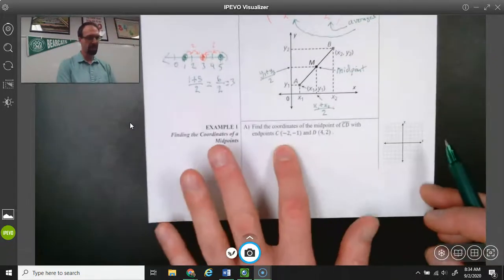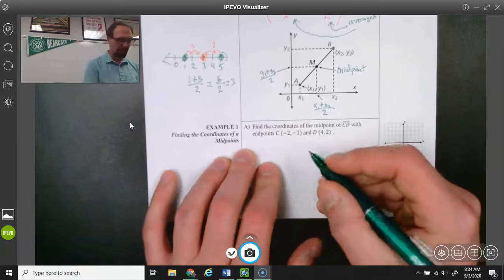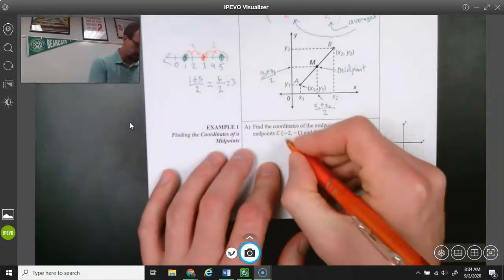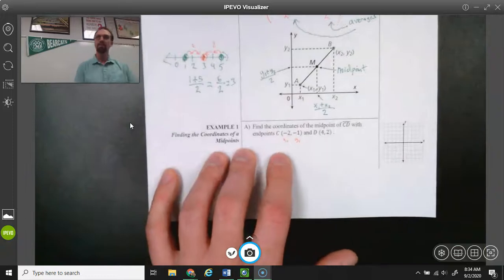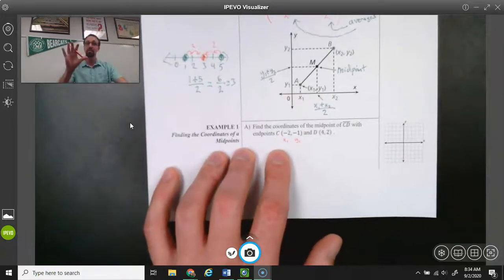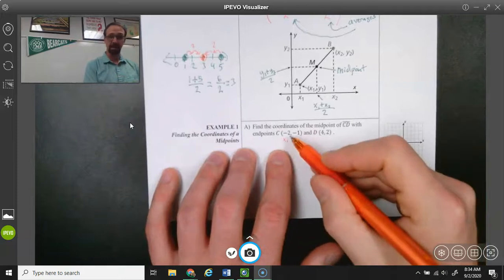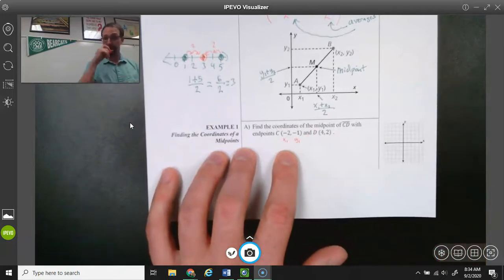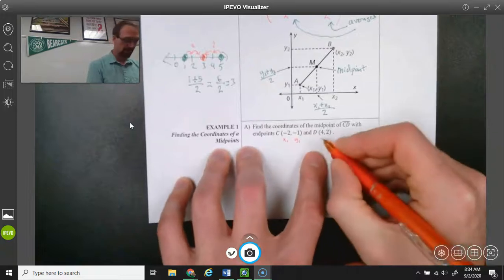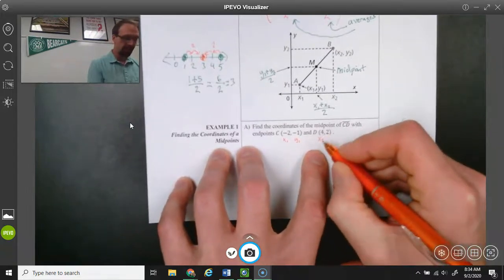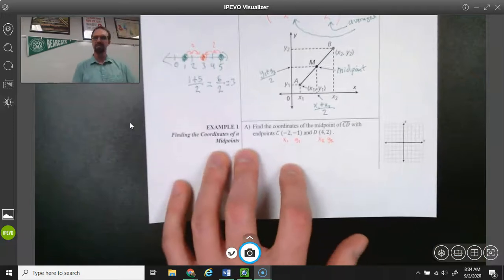So first I'm going to plot C of -2, -1. I'm going to write underneath here x sub 1 and y sub 1. I'm doing sub 1 because there are 2 points. So I put x sub 1 underneath the -2 and y sub 1 underneath, that's my x value and my y value. And then D is x sub 2, y sub 2: 4 is x sub 2, and this 2 here is y sub 2. That helps me keep everything straight.